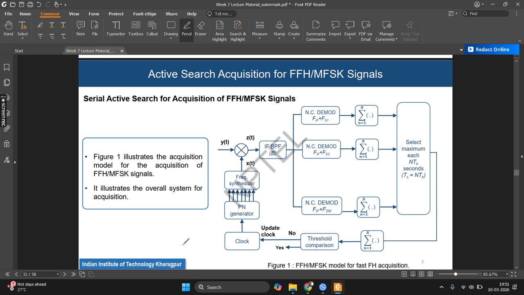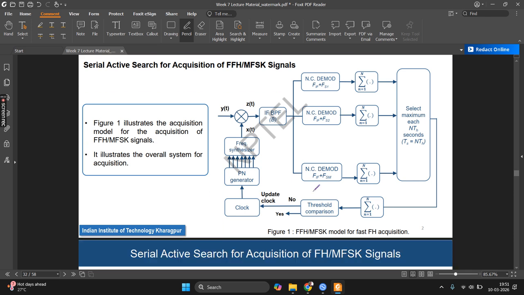Okay, so yeah, let's go into the analysis of the frequency hopping signal PN acquisition.